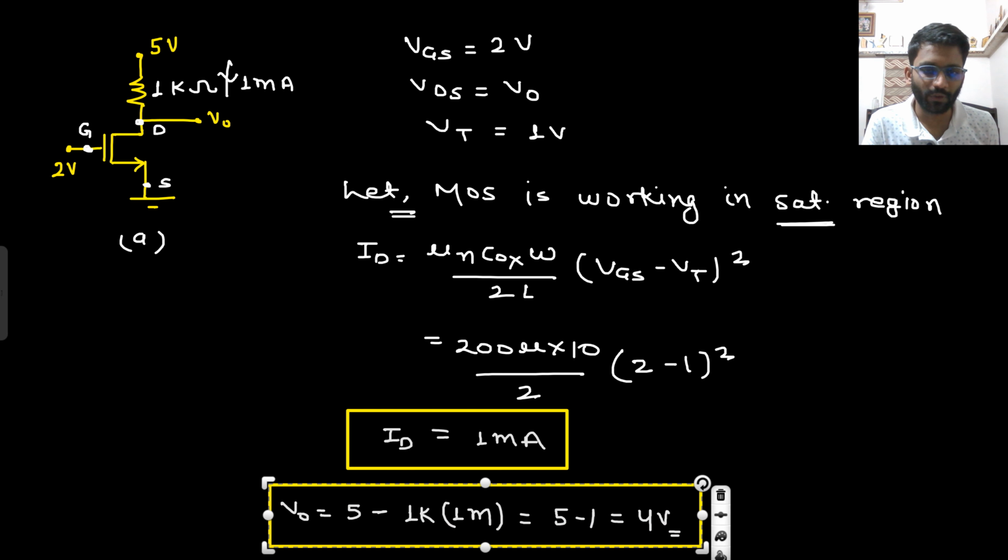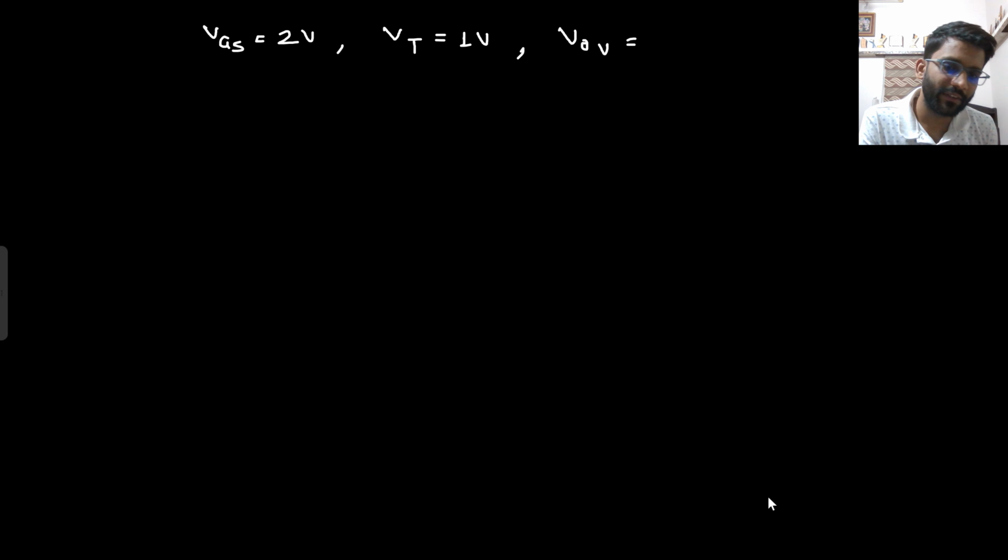So our V naught value is 4 volt. Now what is our VGS? VGS is fixed, that was 2 volt. What was our VT? VT was 1 volt. So what is my V overdrive? I told you, V overdrive is VGS minus VT.